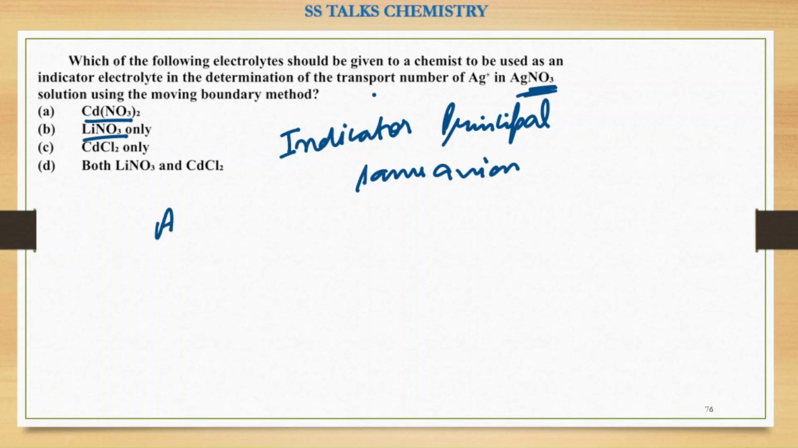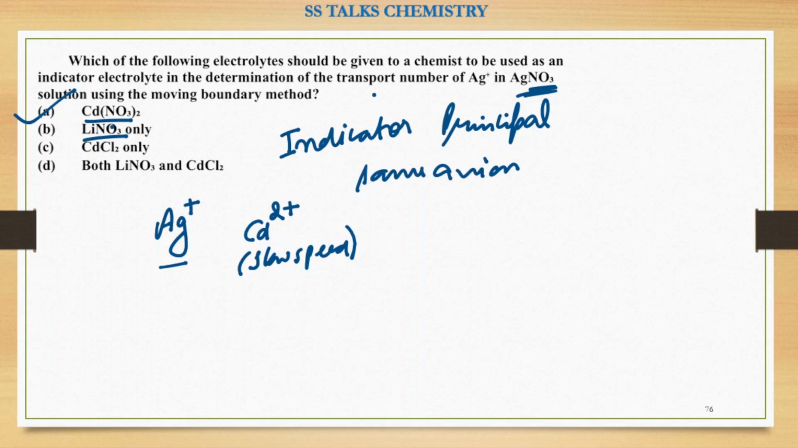Now, what we are measuring, the principal electrolyte, contains the cation which is Ag positive, and the indicator electrolyte should contain the cation which is moving at a slower speed. So cadmium 2 positive would be the appropriate cation because it is of slow speed. So cadmium nitrate is going to be the correct answer. I hope it's clear. The anion should be the same, but for the cationic one in the indicator electrolyte, its speed should be the lower one. So cadmium ion being the slowest in speed as compared to the silver ions, this is going to be the most appropriate one.